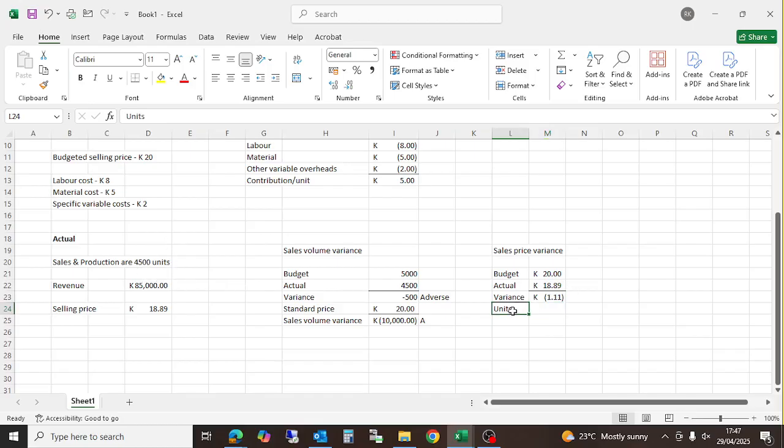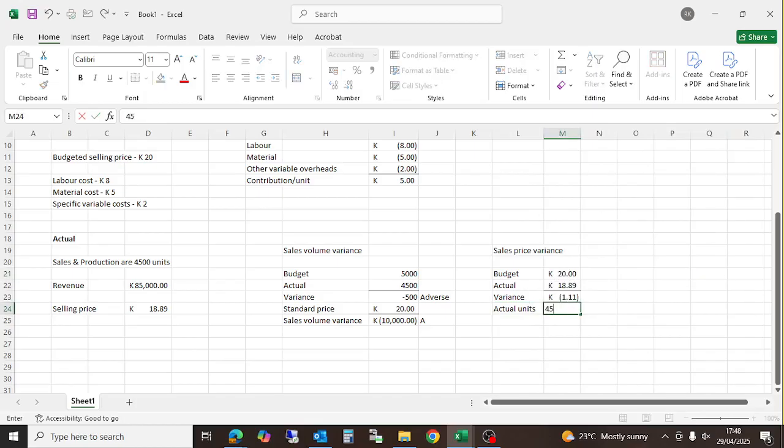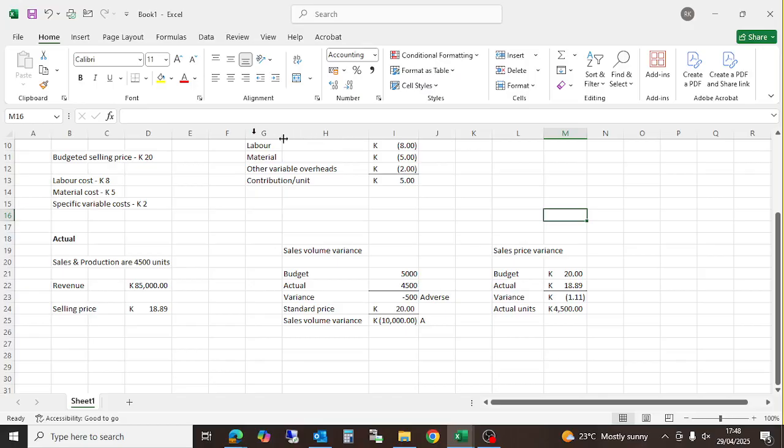Or let's do this. I want to make it simpler. Let's say we bring the actual units, not the budgeted units, and the actual units are 4,500. This is supposed to be units, not money, so let me just change this. So the actual units are 4,500.